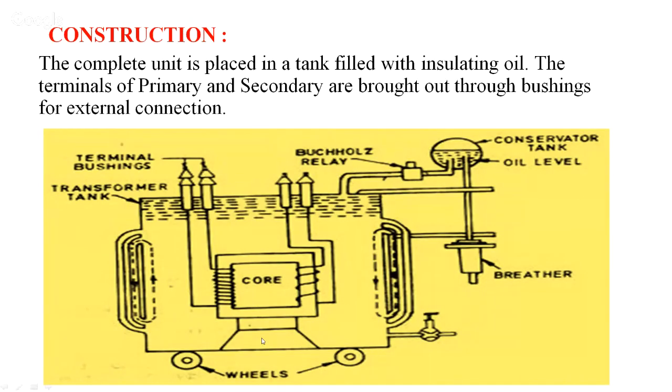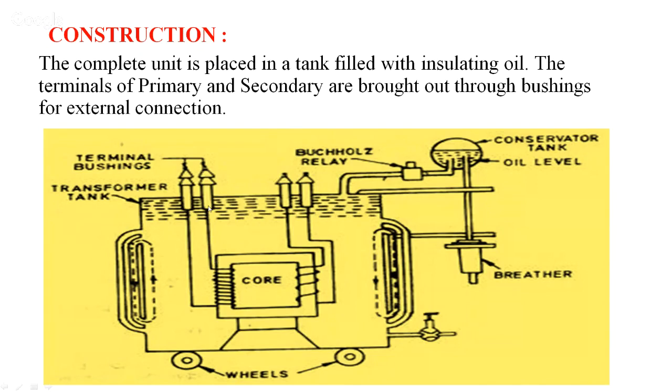So here is a picture. You can see the entire core. This is the transformer. This is the primary winding. This is the secondary winding. It is immersed in a tank. Here, this is the transformer tank. And you can see these are bushing terminals.